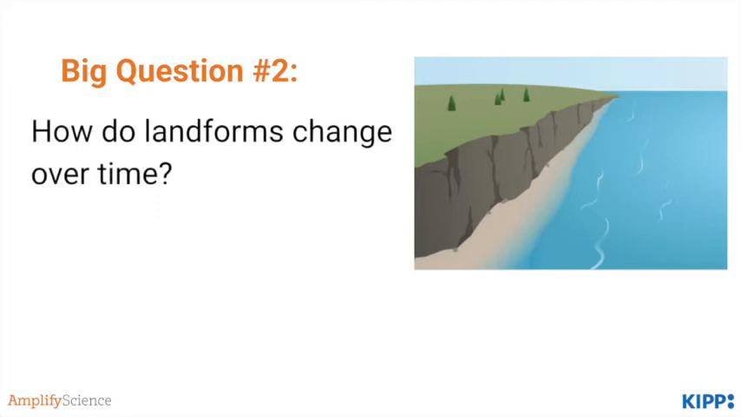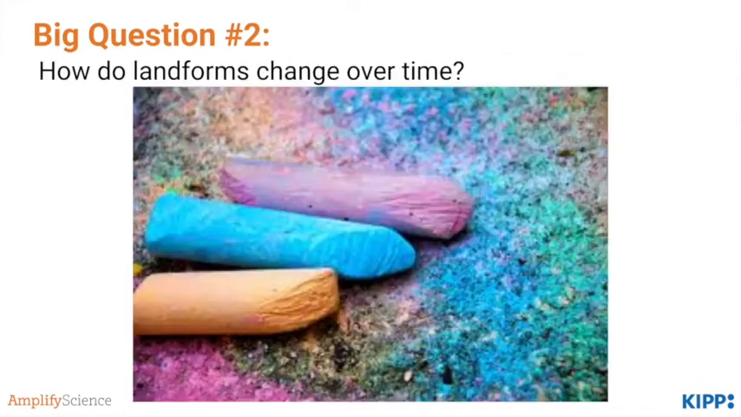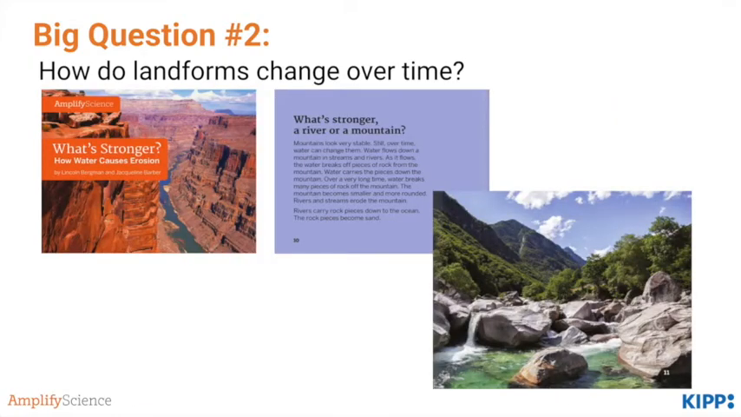And now that we know that the cliff has changed by breaking apart, we want to know how it changed. What made it break apart? So the big question is, how do landforms change over time? You see pictures of chalk here because students start this next lesson by pouring water on chalk and noticing that little bits of chalk break off into the water. They suggest that water may be a mechanism of erosion.